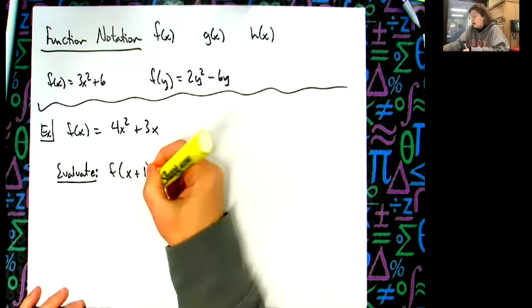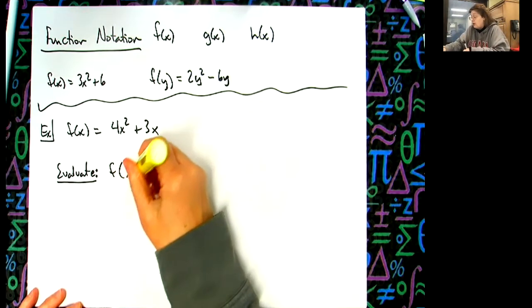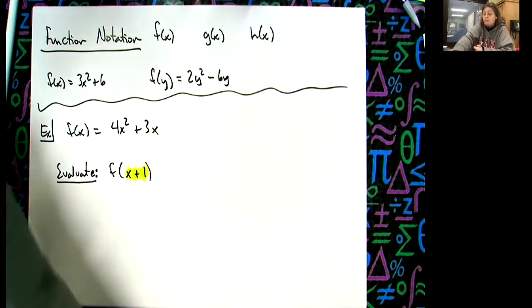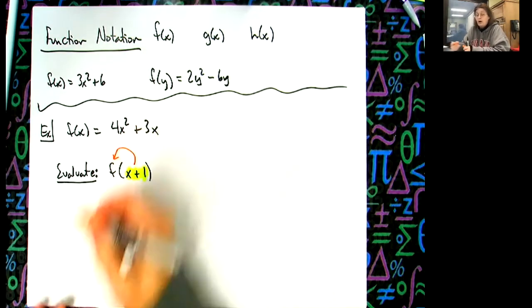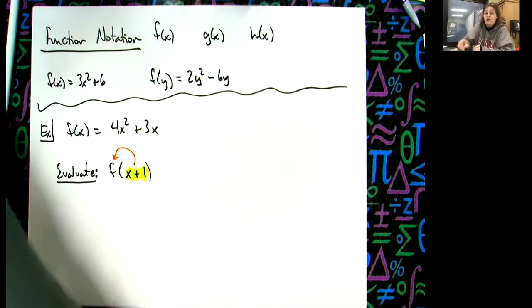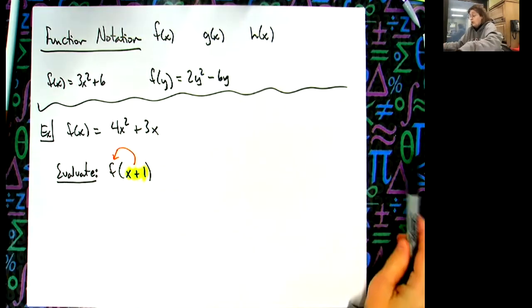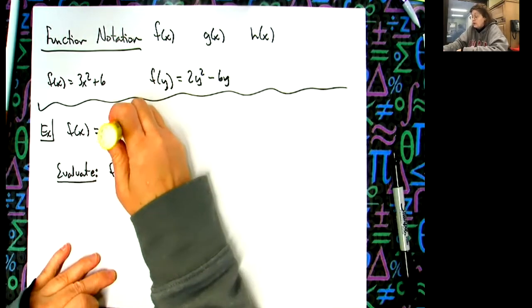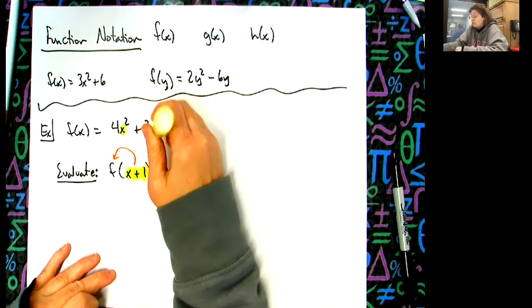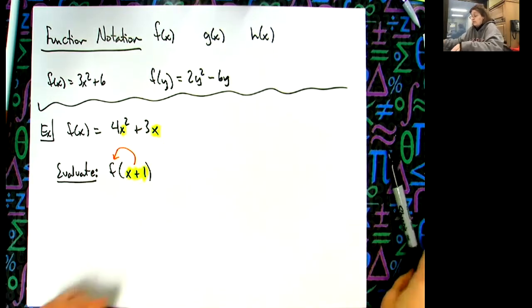It says to take whatever is the inside part there, and plug it into my f function. You should have done these in algebra 2. So what am I going to do? Here's my original f function. I have two places that there is an x, so I have two places I have to put it in.